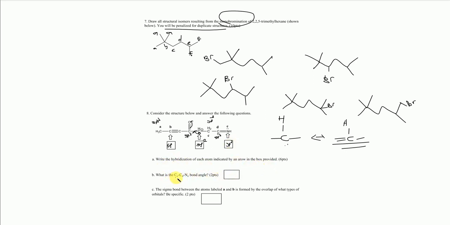Okay, what is the CDNE bond angle? What you do for this is look at the bond angle of the middle one. So CD is right here, and this is sp2. What sp2 actually is, I believe, is 120. So this is what you write, the 120, the angle.